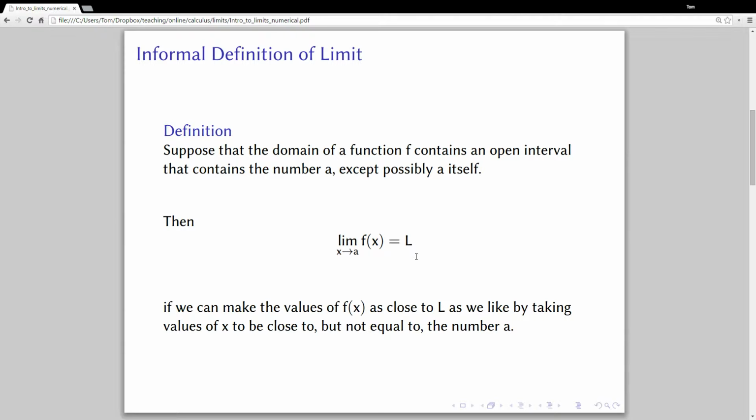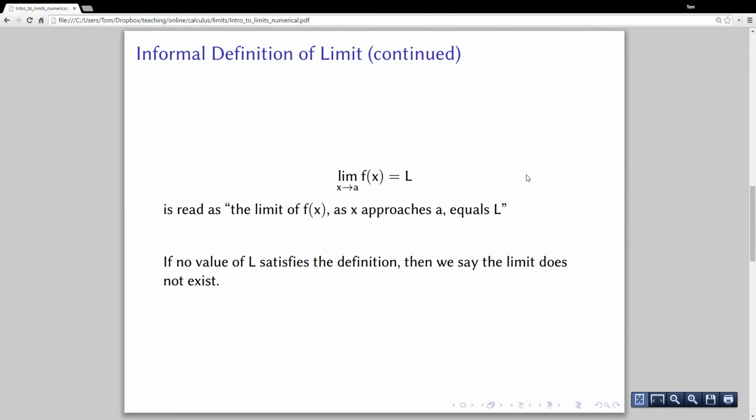So that's the informal definition of limit. And don't worry if you don't understand completely here. It is a complicated definition to get a handle on, and we are going to look at a number of examples to try and illustrate the concept to help to understand what the limit concept really means. So that's the informal definition of the limit, and we're going to use that.